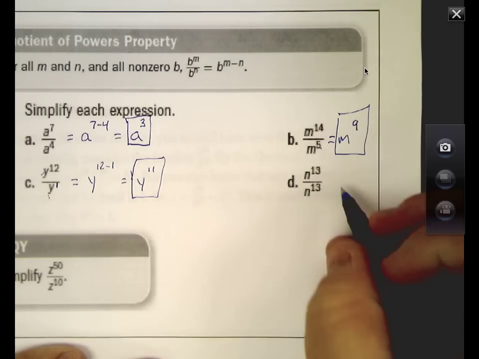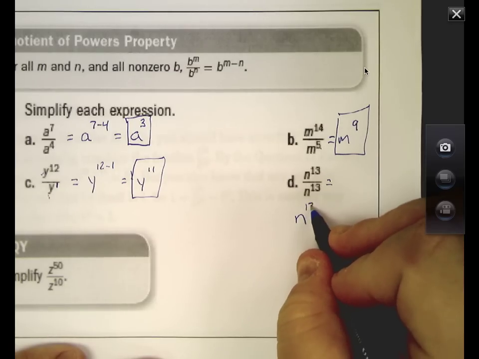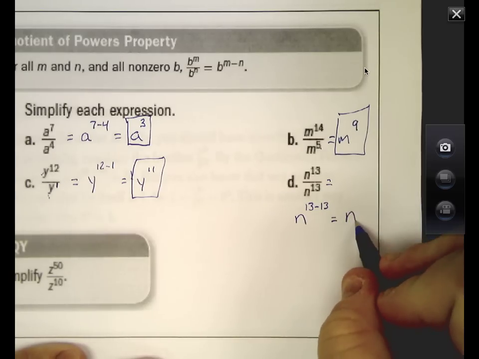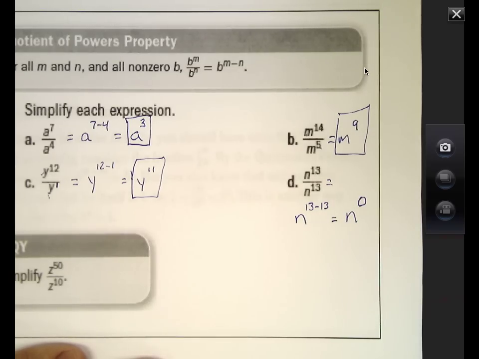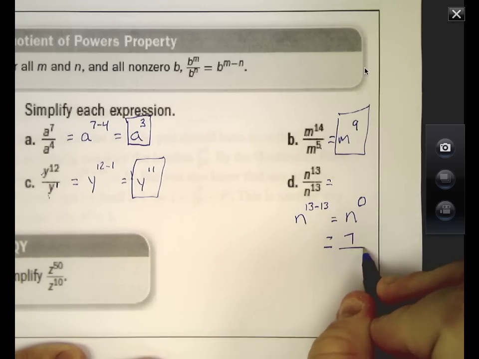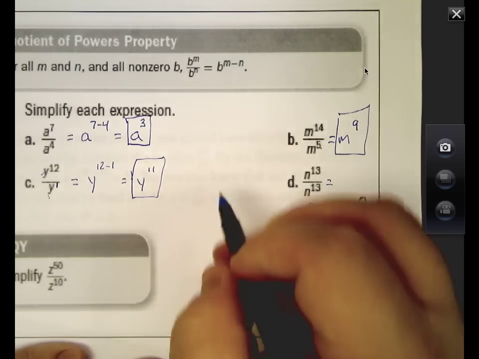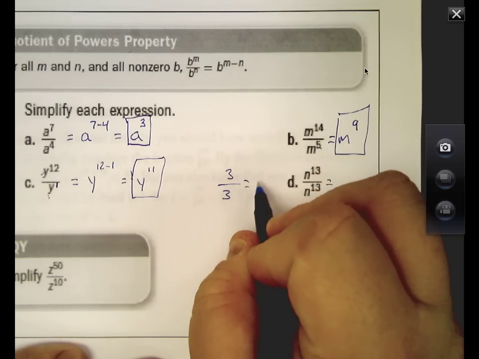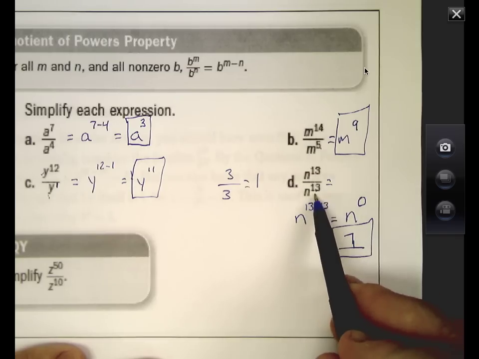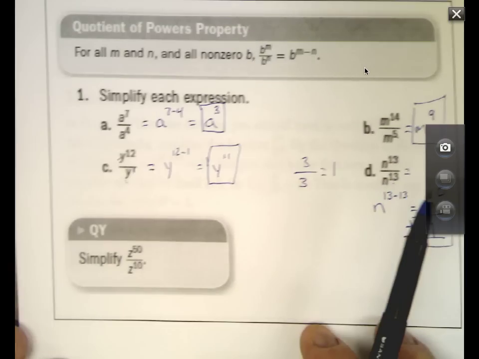D, they share the same base, which is n. 13 minus 13. Well, what's 13 minus 13? n to the 0 power. Well, what's anything to the 0 power? Anything to the 0 power, you should remember, is 1. Another way you could think of that problem is, what's 3 divided by 3? Well, 3 divided by 3 is 1. So n to the 13th power divided by n to the 13th power, these two things are the same. When they're the same, they come out to be 1.